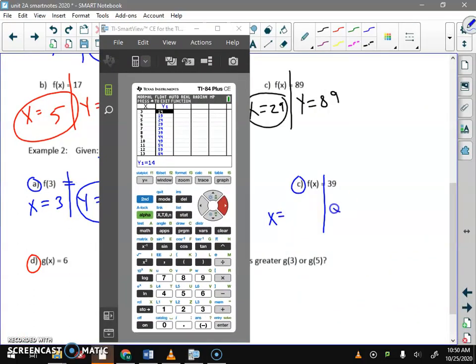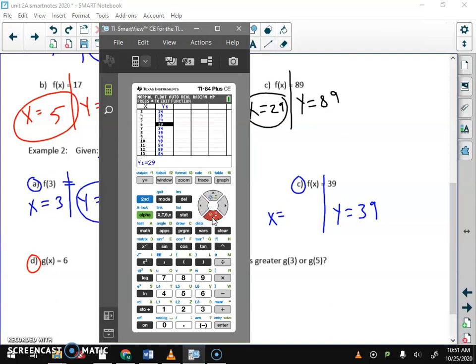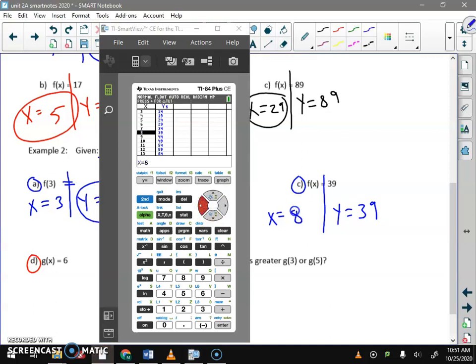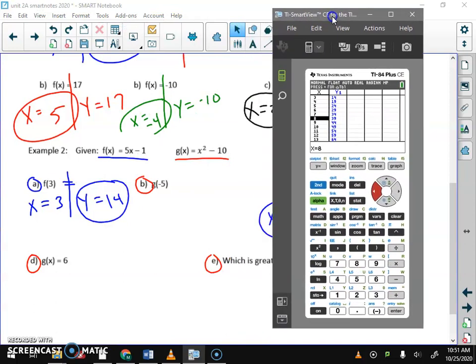Y equals 39. What's x? And it's right on my screen, right there. X equals 8. Circled and done. All right, I don't have any more f's, so I'm going to do g's now in red.